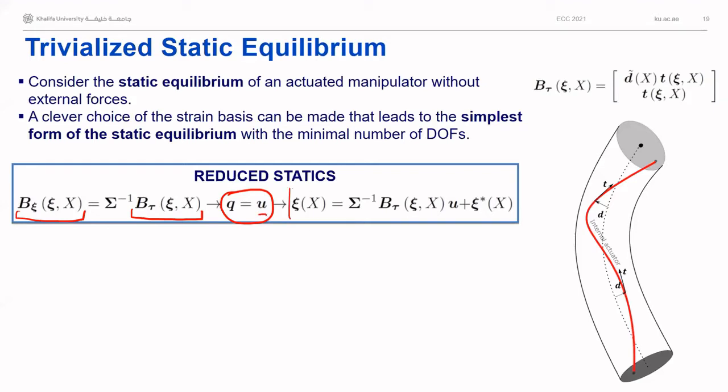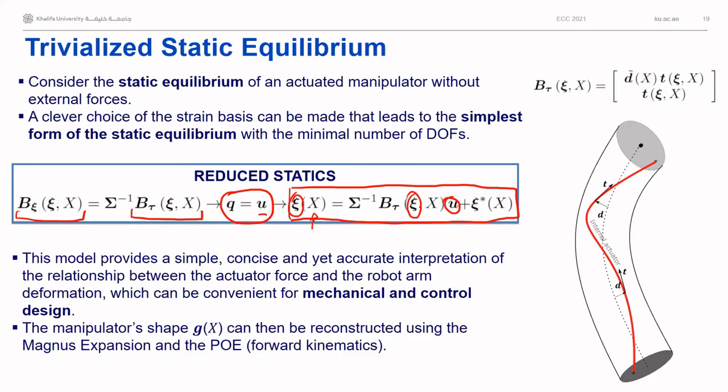Then fitting this into the reconstruction equation for the strain, we obtain this very simple yet accurate relation between your input, for instance the tension of your cable, and the strain at each x. I think this is a very useful and simple formula that can be exploited for control and design.